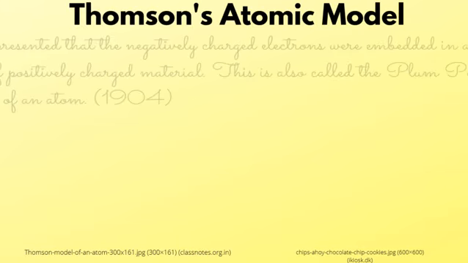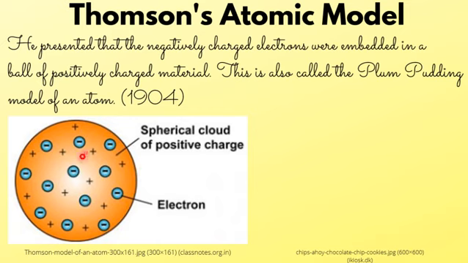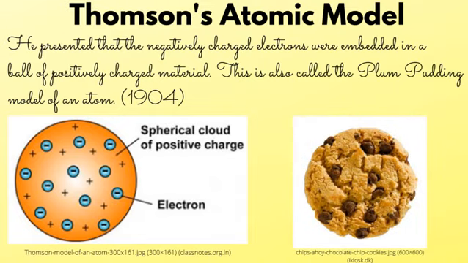The second model of the atom was proposed by J. J. Thomson. He presented that the negatively charged electrons were embedded in a ball of positively charged material. This is also called the plum pudding model of an atom, in 1904. This is how the model of Sir J. J. Thomson looks. It is called the plum pudding model because it looks like a pudding or a chocolate chip cookie. The whole cookie represents the atom, while the chocolate chips embedded in the cookie symbolize the electrons.